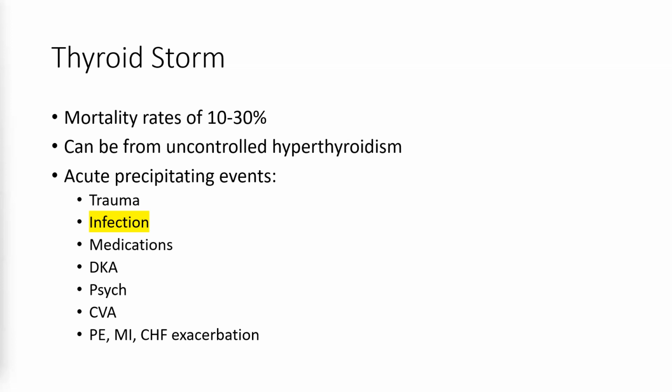The number one cause of thyroid storm is usually an infection. A lot of times when patients come in and you're concerned about thyroid storm, they're tachycardic and febrile. The other thing we worry a lot about is sepsis, so we usually draw blood cultures and check the lactic level as well.